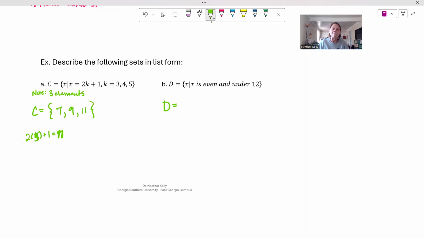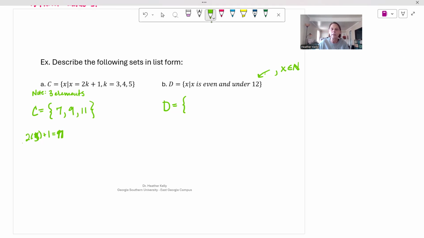Now, I should have said also, and x is an element of the natural numbers, because I didn't explicitly say we're dealing with the natural numbers here, and it should have said that, okay, to be precise. And so here we go.